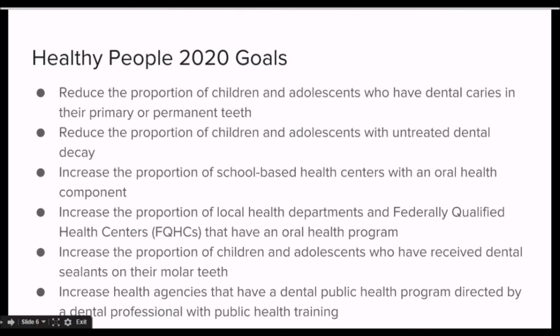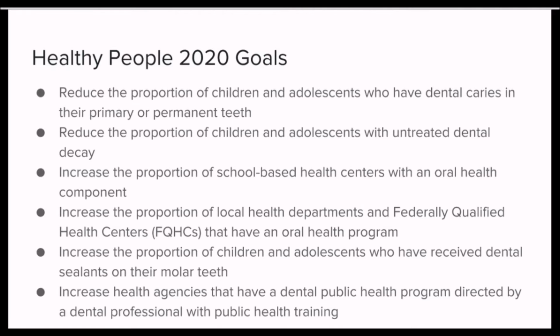Healthy People 2020 is a set of goals and objectives with a 10-year target designed to guide national health promotion and disease prevention in the United States. Here are some of their goals that target pediatric dental care. Reduce the proportion of children and adolescents who have dental caries in their primary or permanent teeth. Reduce the proportion of children and adolescents with untreated dental decay.